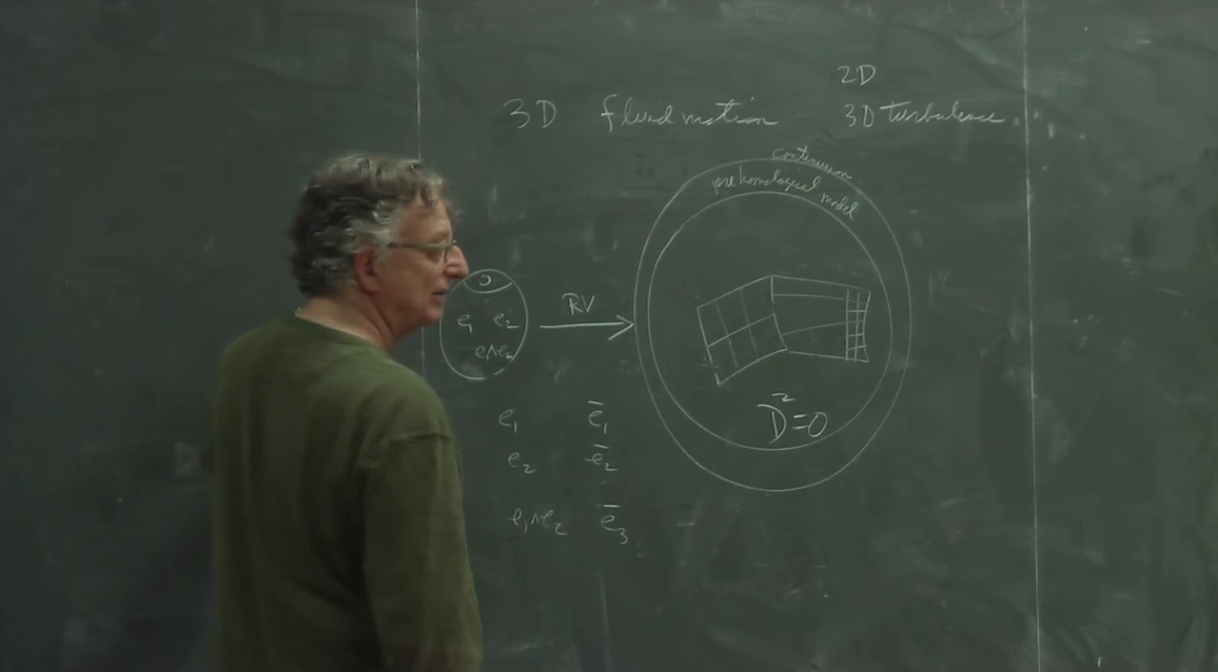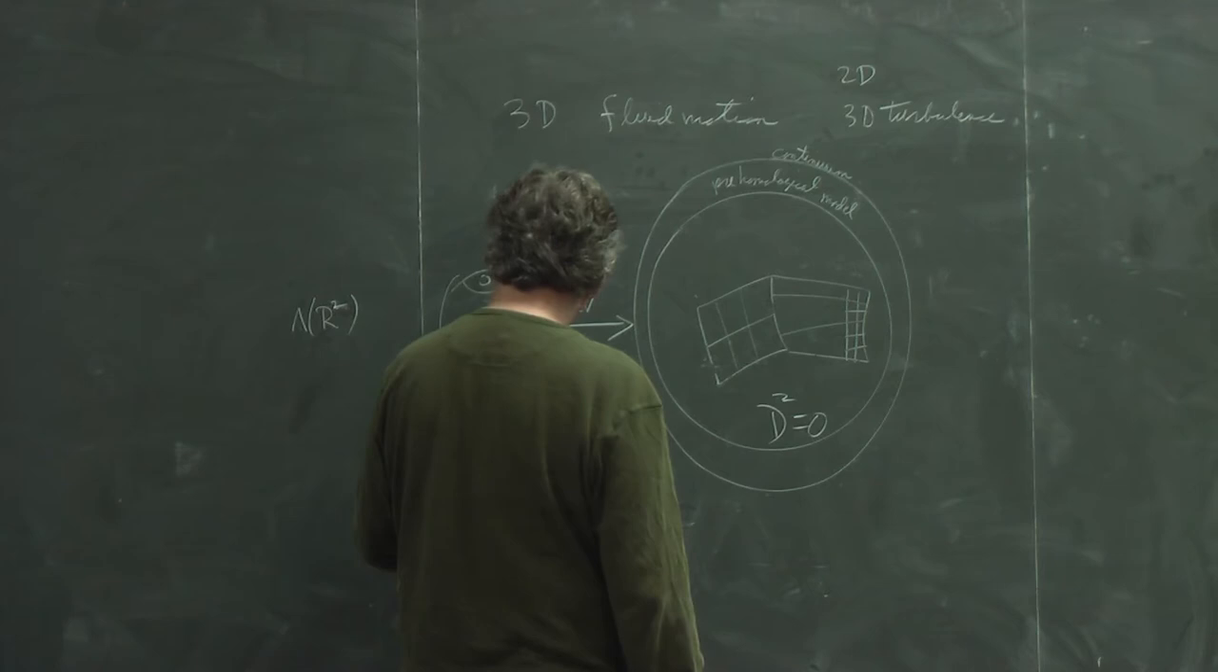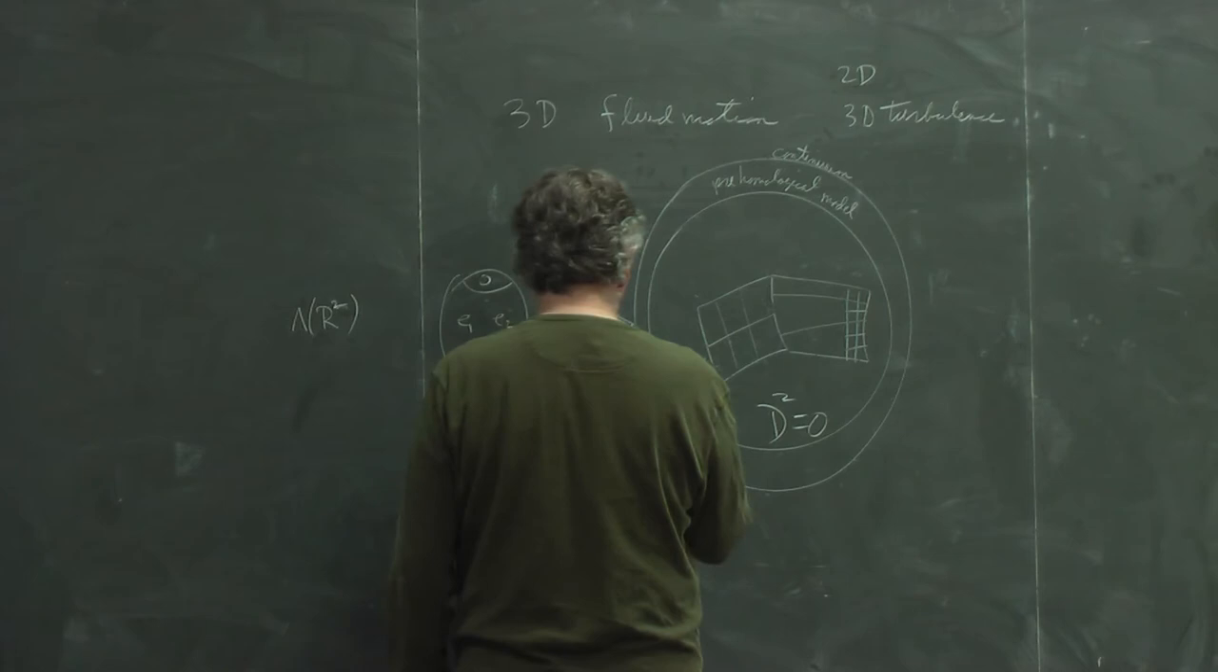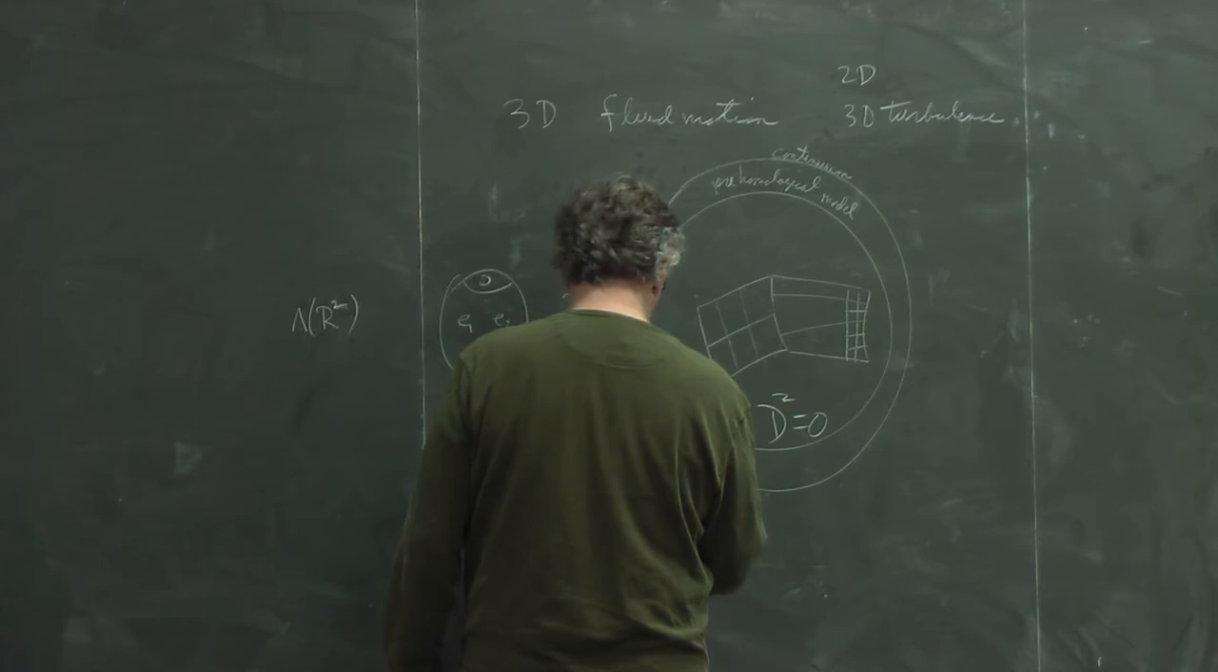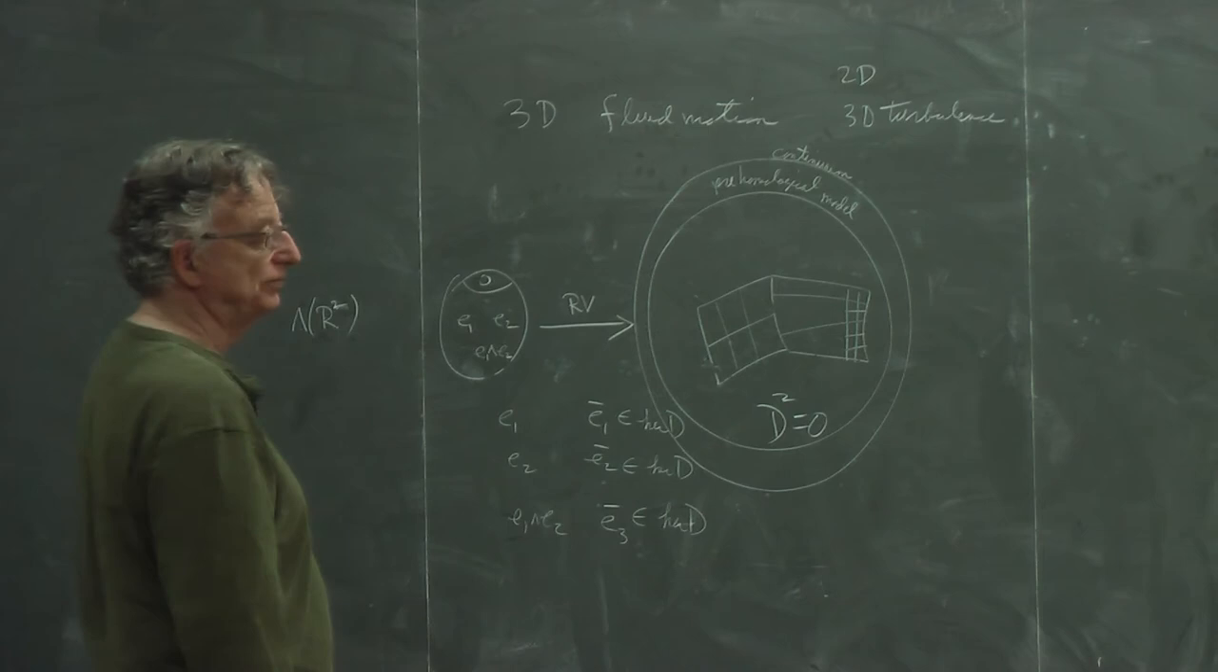Well, the derivative of these is zero, so these are cycles. So this has to go to a cycle. So these all have to lie in kernel D. Then this will be a chain map. That's kind of trivial.